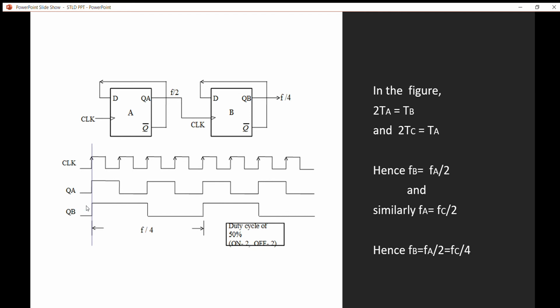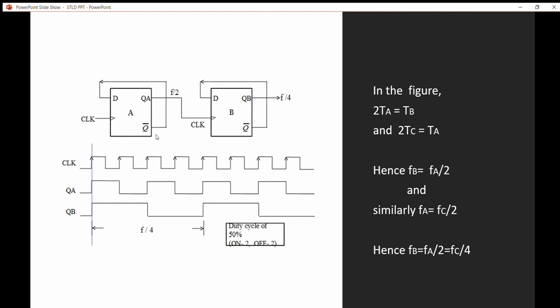Initially QB was 0. When the first positive edge of QA arrives, the value of QB triggers from 0 to 1. It remains 1 until the next positive edge of QA arrives. At this point, the value of QB again triggers from 1 to 0. It remains 0 until the next positive edge of QA arrives. At this point, the value of QB again triggers from 0 to 1. And similarly, we can draw the entire waveform of QB.